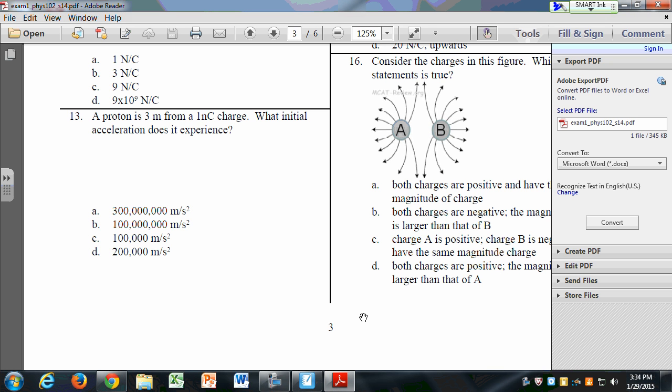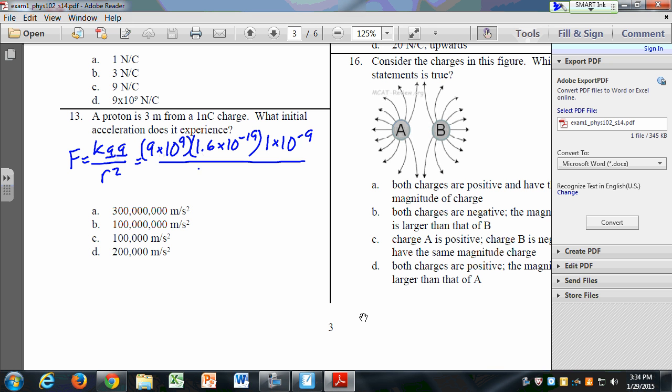So Coulomb's law is kQq over r squared. That's going to be 9 times 10 to the 9th, the charge of a proton is 1.6 times 10 to the minus 19, and the other charge is 1 times 10 to the minus 9, divided by 3 meters squared. I can cancel out some numbers here. That cancels with that, this cancels with that, and I'm left with 1.6 times 10 to the minus 19.